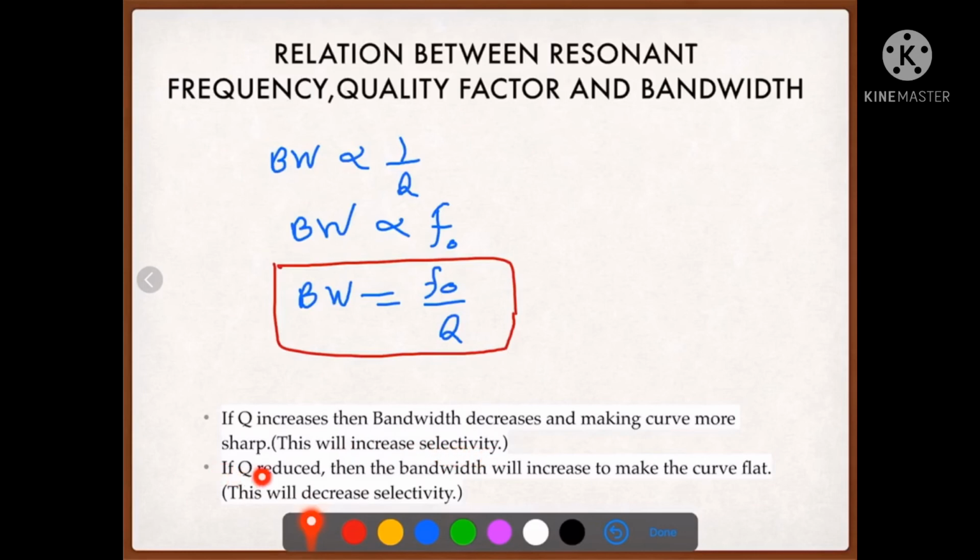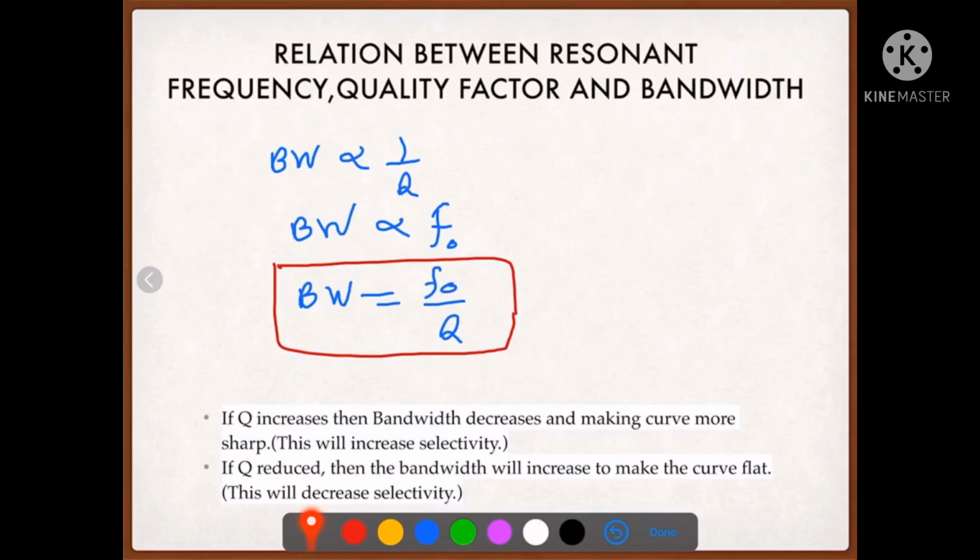Similarly, if we reduce the quality factor, then bandwidth will increase. Definitely we'll have a wide range of bandwidth, but our response curve is going to be flat and the selectivity of the circuit will be low. Okay, so that's all about this.